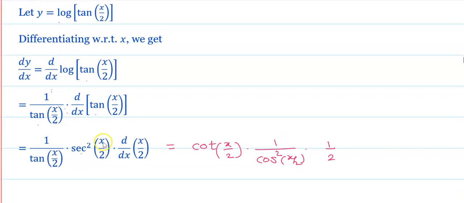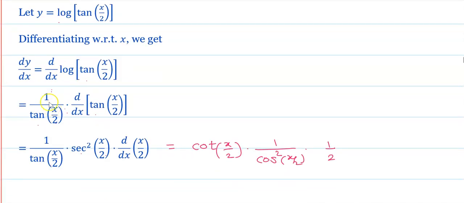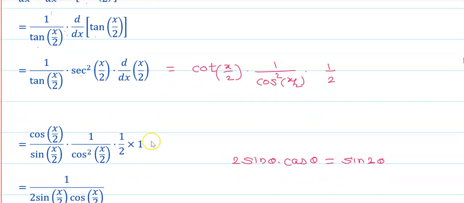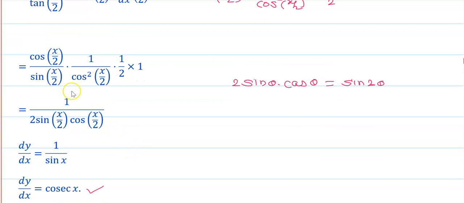Okay, what trigonometry was used here? First is the derivative of the log function, which is 1 upon tan of x by 2. Next, the derivative of tan of x by 2. Then the derivative of x by 2, and in this way. After this, there is simplification again. 1 upon tan means what? Cot. And cot means what? Cos of x by 2 upon sin of x by 2. Sec square x by 2 means what? 1 upon cos of x by 2. And the derivative of x by 2 is 1 upon 2. This 1 cos will get cancelled. Then you will get 2 sin x by 2 into cos x by 2, and that's nothing but sin x.